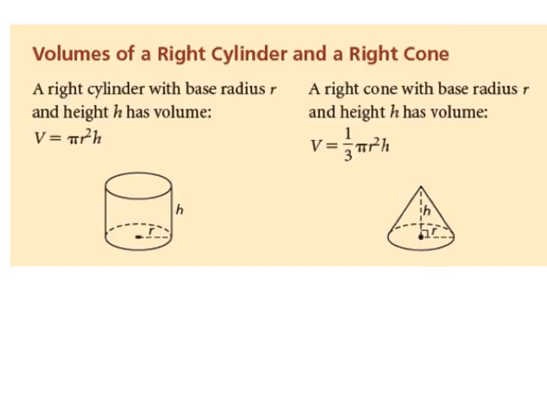We have base times the height. As for a right cone, it is very similar to the pyramid. Notice the base is a circle, so again it is 1/3 times the area of the base times the height.